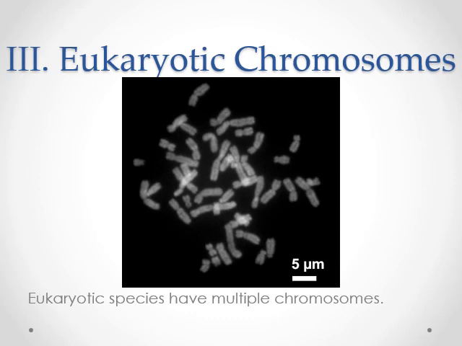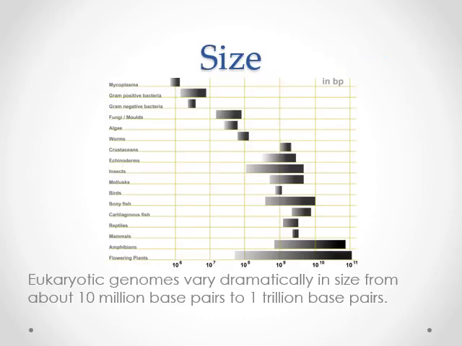And then you have your eukaryotic chromosomes. It's not just one chromosome, now it's a series of chromosomes in the cell. These are usually huge. They're a gigantic size. Instead of a million base pairs, now we're looking at 10 million, up to 1 trillion base pairs. Bacterial genome versus eukaryotic genome.